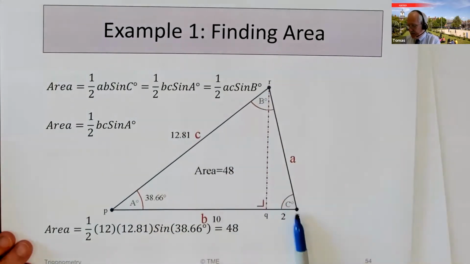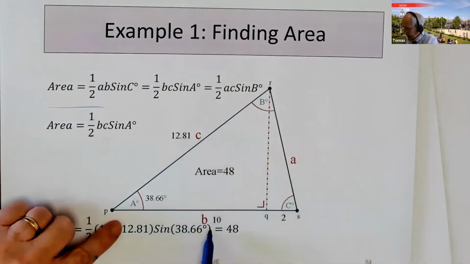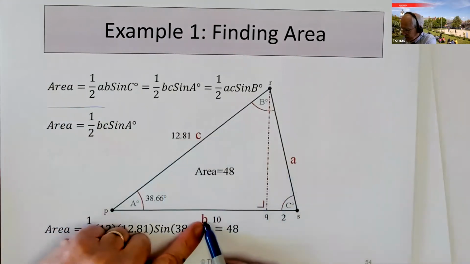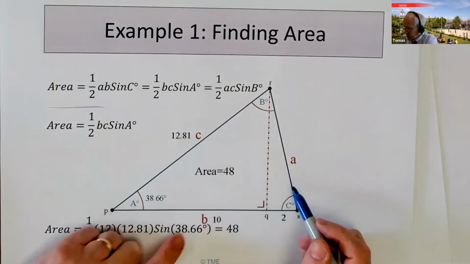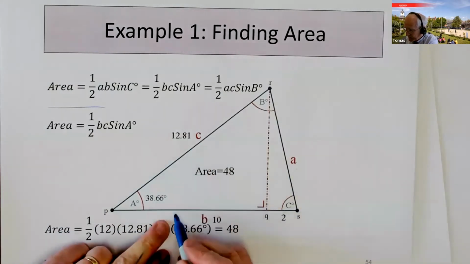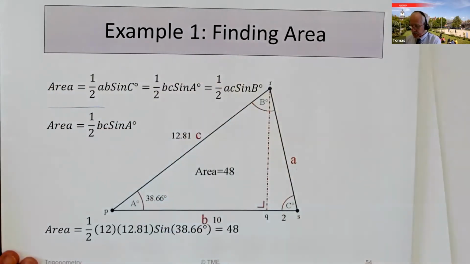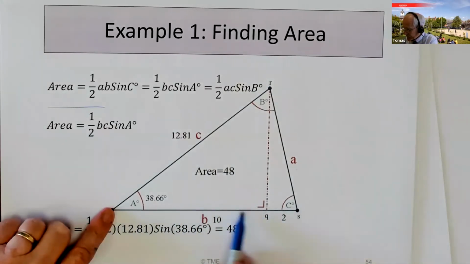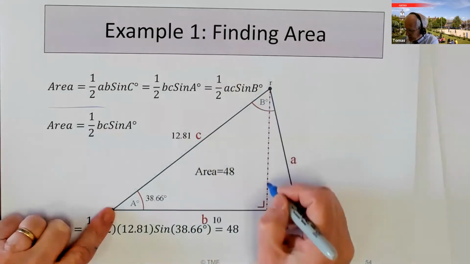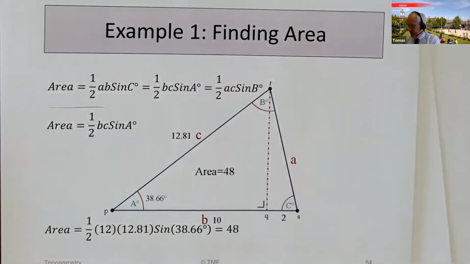If I wanted to find the area of that triangle, I could say it's a half A by B by the angle in between, or a half C by B by the angle in between, or a half C by A by the angle in between. Any one of those will work. Or if I want to do it with perpendicular height, I can say it's a half the length by the perpendicular height here. So there's 2 ways of doing it.